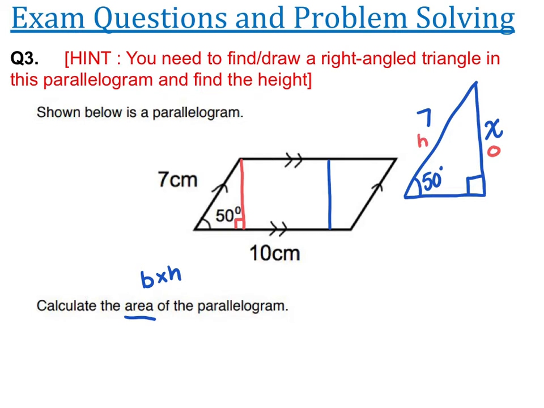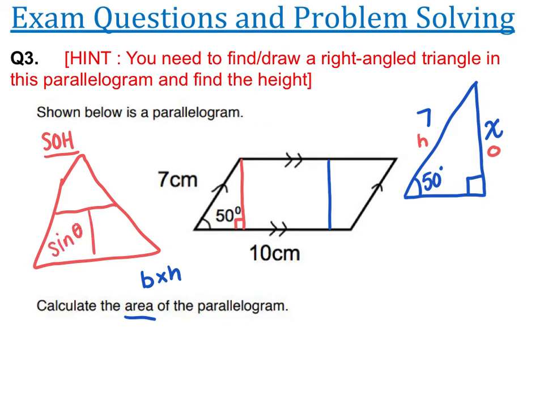So I need to think about what uses O and H. That one uses O and H. That triangle looks like sine theta is opposite divided by hypotenuse. I'm looking to find the opposite side, so I'm going to multiply the two things together. So side x is the sine of 50 degrees times by 7.